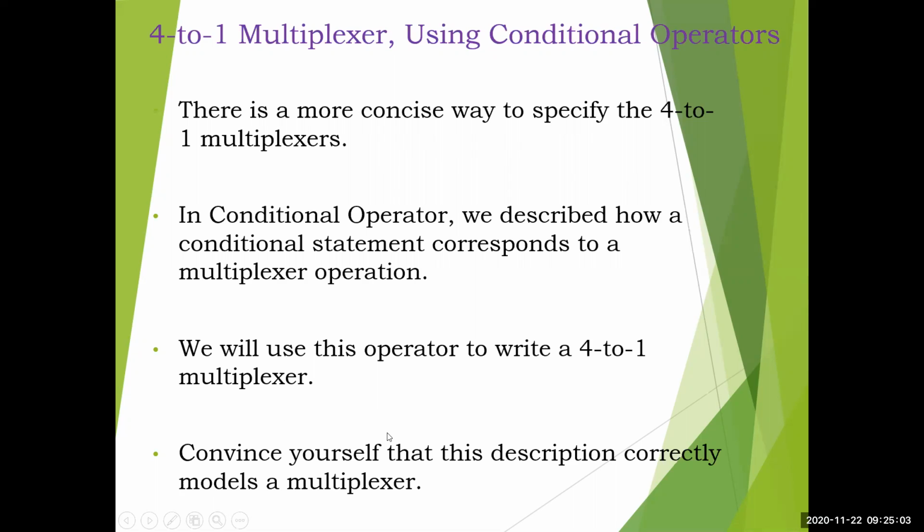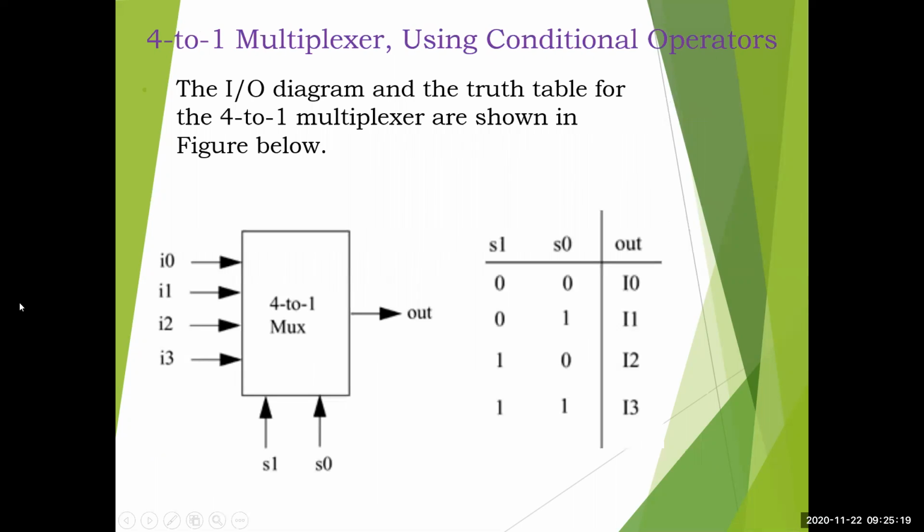Now convince yourself that this description correctly models a multiplexer. If you just look at the statement, you may not understand how it works, so you need to convince yourself. I will do that part, so be in tune. This first part will not change, the IO diagram as well as the truth table. That's why this is the same thing copied.